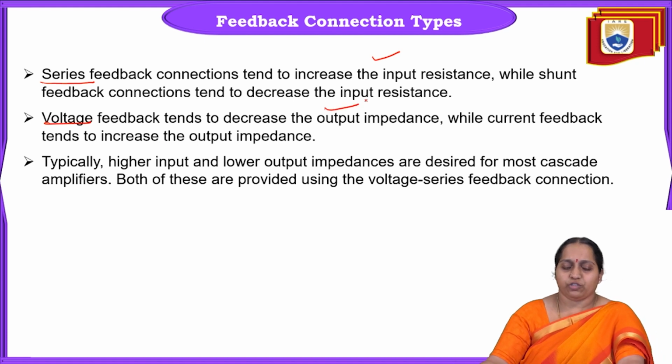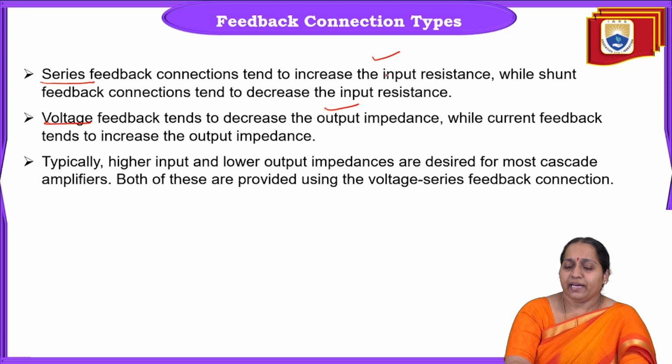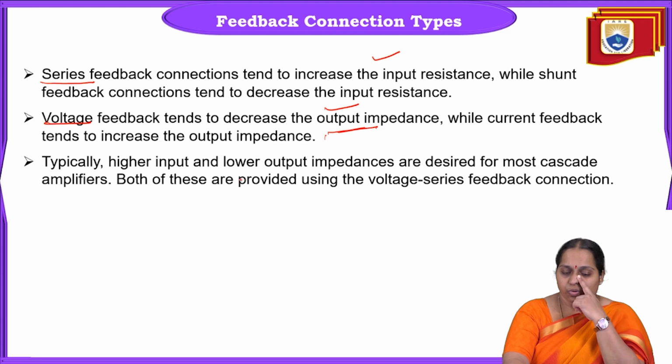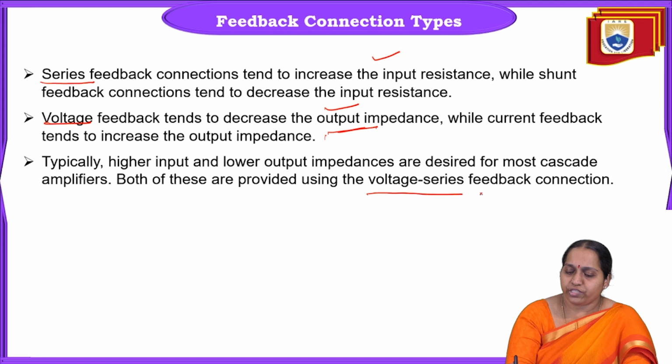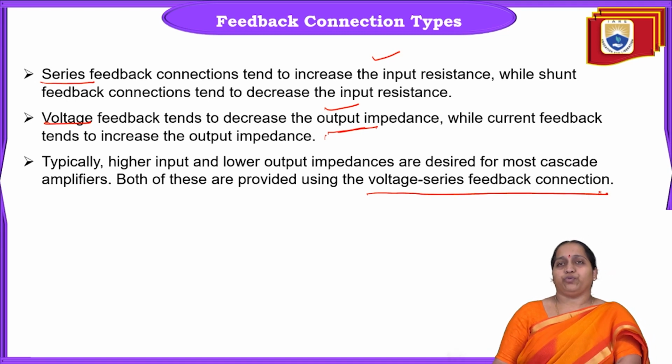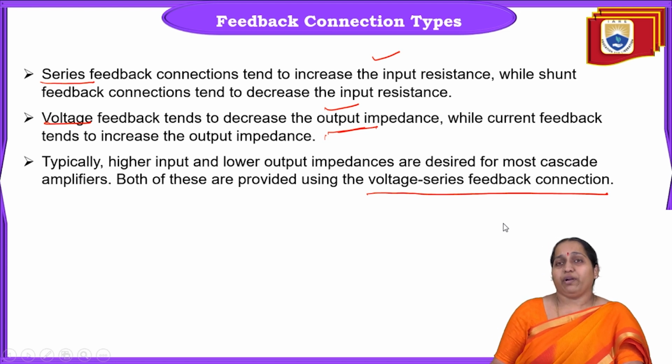reduce the output impedance. So on the whole, if you use voltage series feedback connection, we can have high input impedance and low output impedance. So higher input impedance and lower output impedance can be obtained by using voltage series feedback connection. Okay, to obtain high input impedance, we need series feedback connection, as well as if you want low output impedance, you need to give voltage feedback. So on the whole, if you want to have high input impedance and low output impedance, then definitely we need to go with voltage series feedback connection.